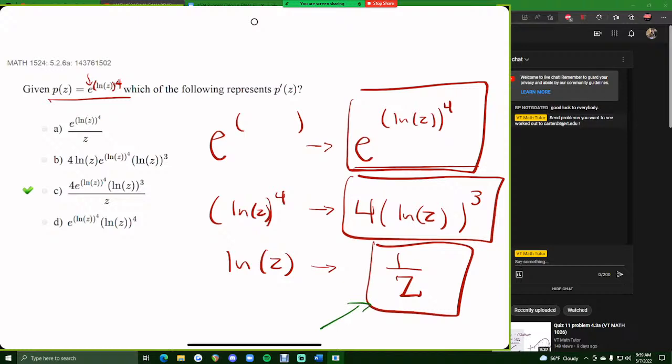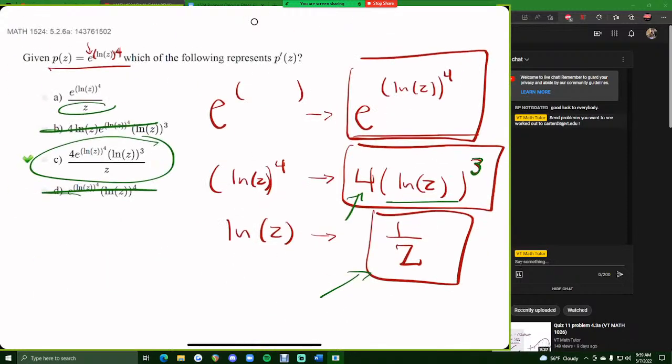So this z on the bottom should tell us it's either A or C. And then we are also looking for a 4 and an ln of z cubed. We have a 4 and an ln of z cubed. And so eliminating answers that don't have the necessary terms in our derivative helps us identify our correct answer. And now we have our e term, the 4, the ln of z cubed, and then that single z on the bottom. We have all our pieces matching up. This was a great chain rule example.